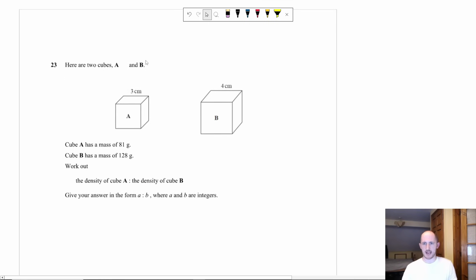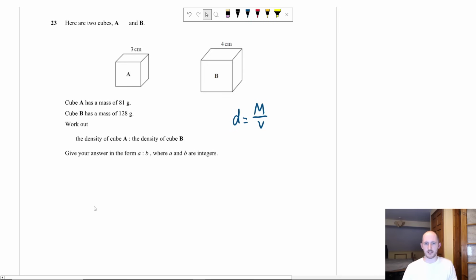So here are two cubes A and B. A has a mass of 81 grams, B has a mass of 128. Work out the density of A to the density of B. Okay, so density is just mass over volume. So let's work out the volume of each of these. We don't need the mass, right?